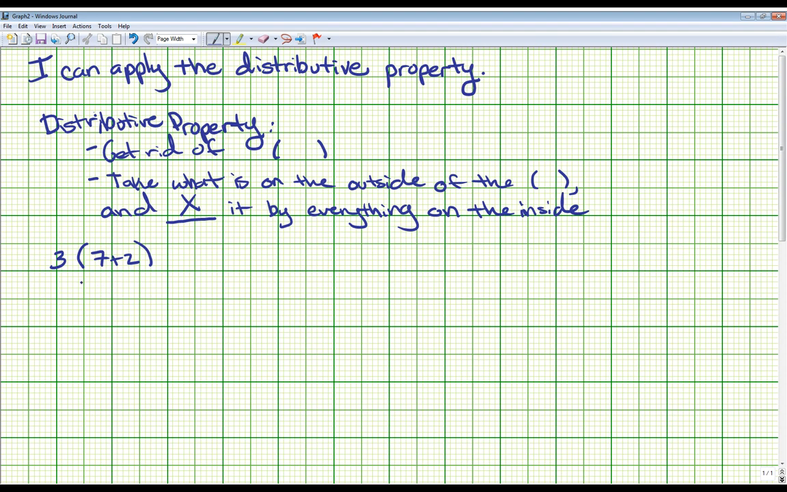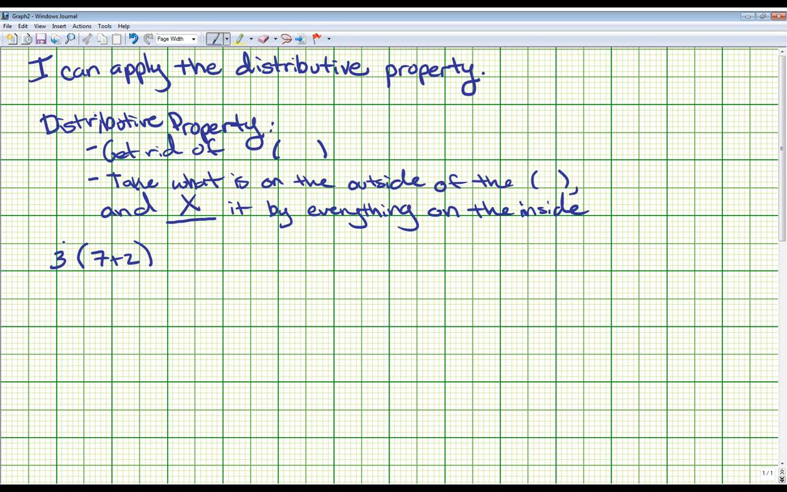Now, when kids usually see something like this, they'll go, okay, PEMDAS tells us to do the math that's in the parentheses, which is 7 plus 2. And 7 plus 2 would be 9. And then we would take it and multiply it by this 3, so we'd have 9 times 3. Now, the distributive property is a different way of thinking about this problem.